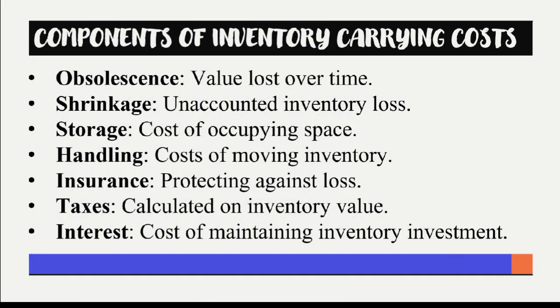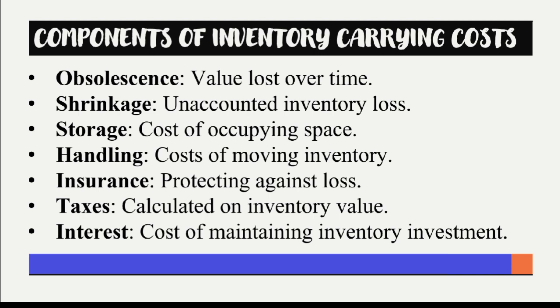Components of inventory carrying cost. So there are 7 components of inventory carrying cost. First is the obsolescence cost. This refers to the fact that products lose value through time. Next is inventory shrinkage. Refers to the fact that more items are recorded entering than leaving warehousing or retailing facilities.